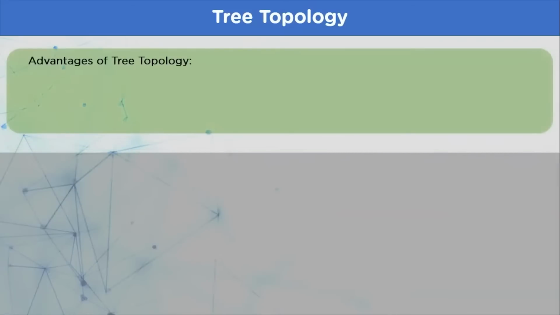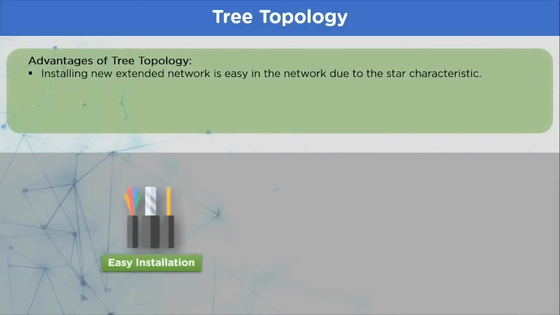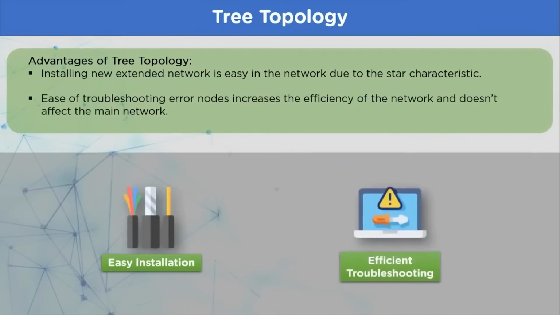Next up, advantages of tree. Installation of a new network group is easy due to the root-child configuration of the network. In case of a node fault or crash, the whole network is not affected by the error. This makes it easier to troubleshoot the issue.